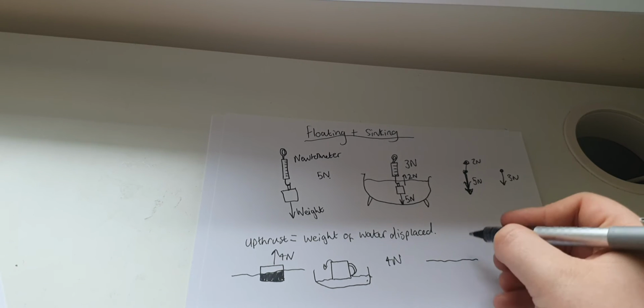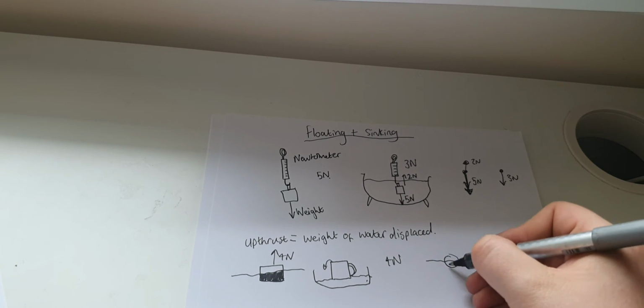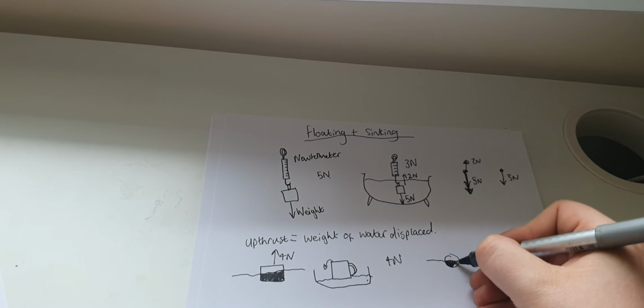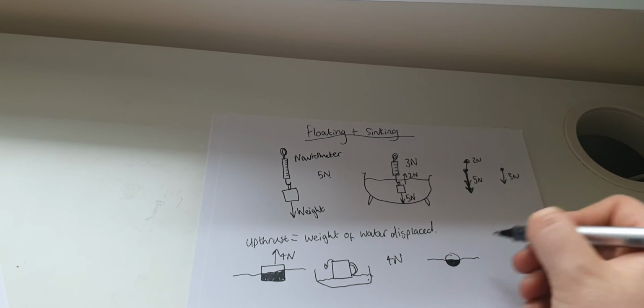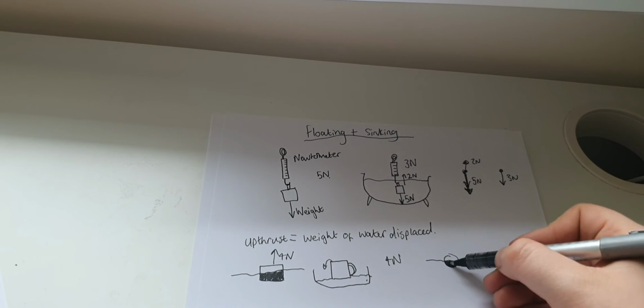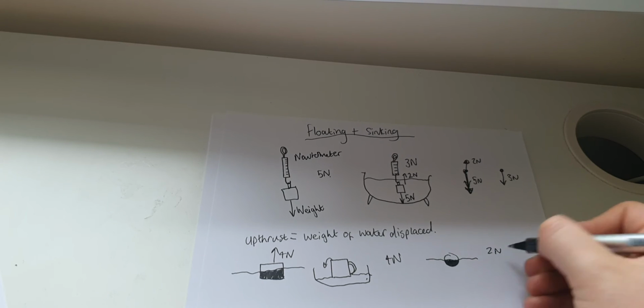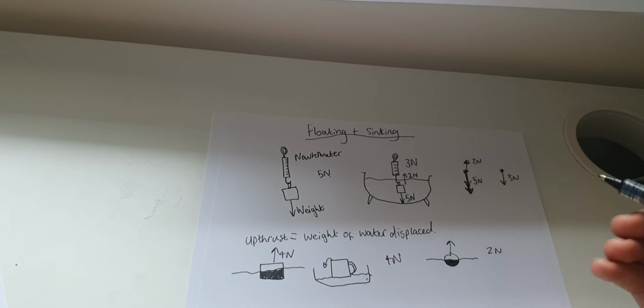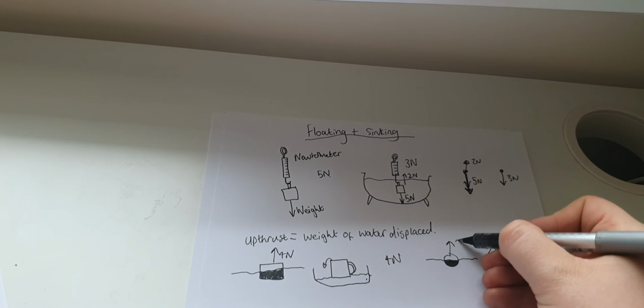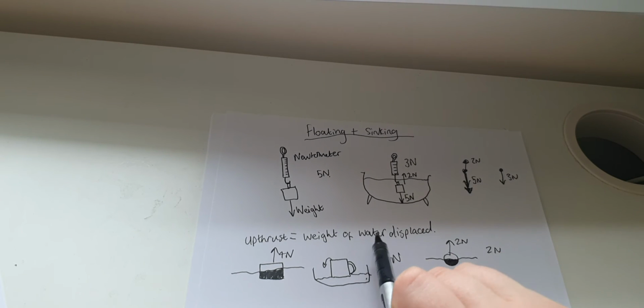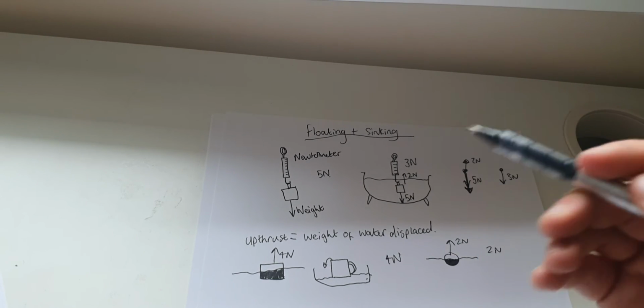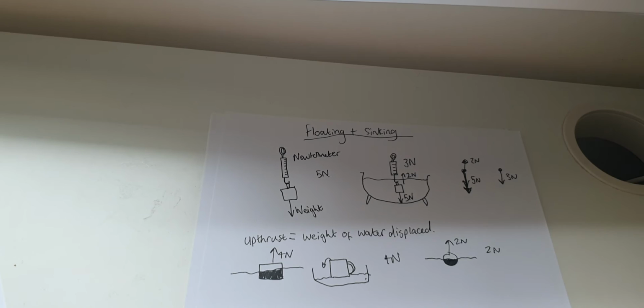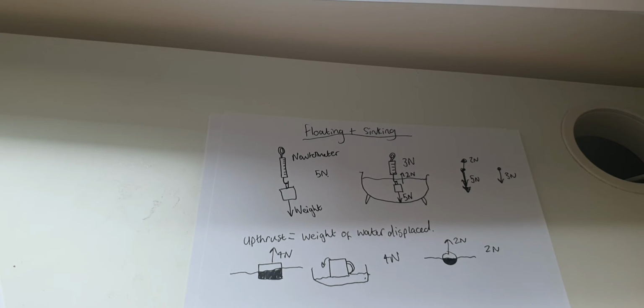So again, this time if I put a ball in the water, this amount of water I've had to move out of the way to make way for the ball. If I measure the weight of that, it tells me 2 newtons, then I know the upthrust, the force pushing up on the ball, will be 2 newtons. Now obviously it doesn't have to be water, it could be something else as well, but we will talk about water in this case because that's the common scenario.